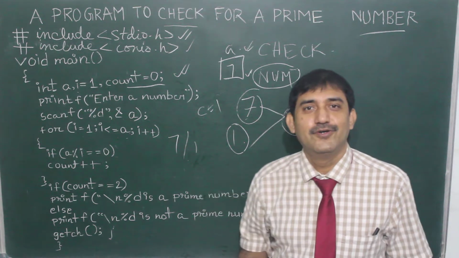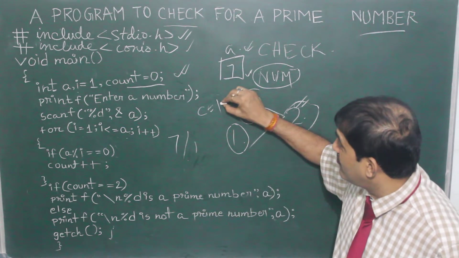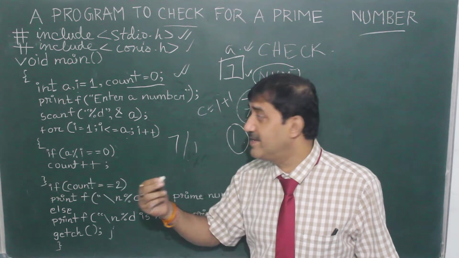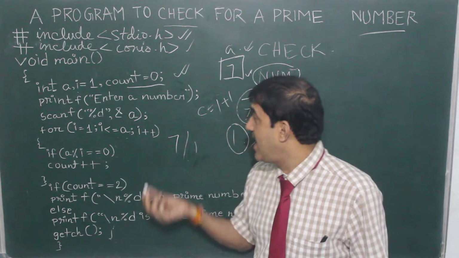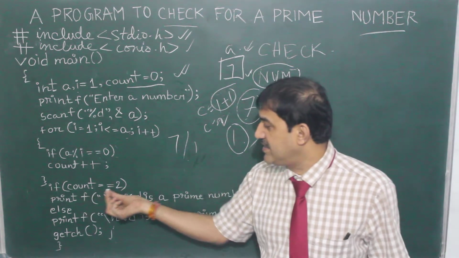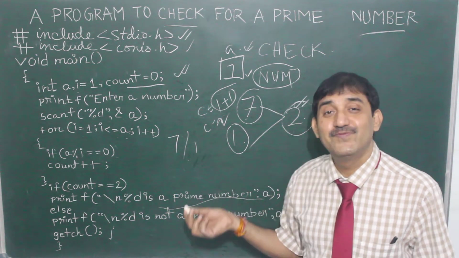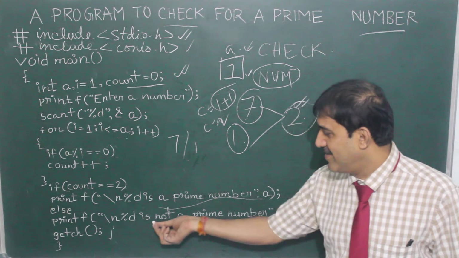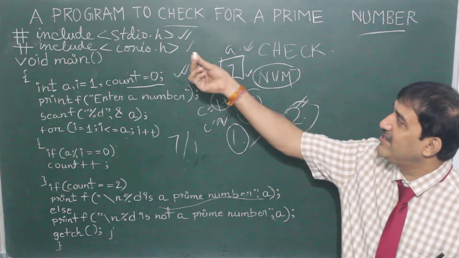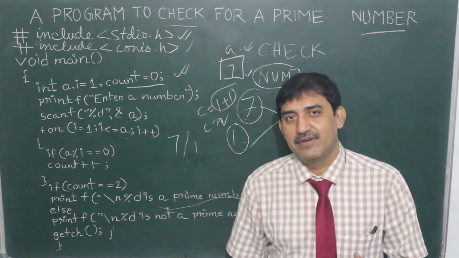Then 6 will not be divisible, but 7 will be divisible. When it comes to 7, the remainder is equal to 0, so the counter will be incremented. If it is not equal to 0, it will not increment. The counter is now raised to 2, so C is equal to 2. If the value of C is equal to 2, then it will print it is a prime number. If it is more than 2, it will print it is not a prime number. So you can understand how I have deduced from the program whether a particular number is prime or not.